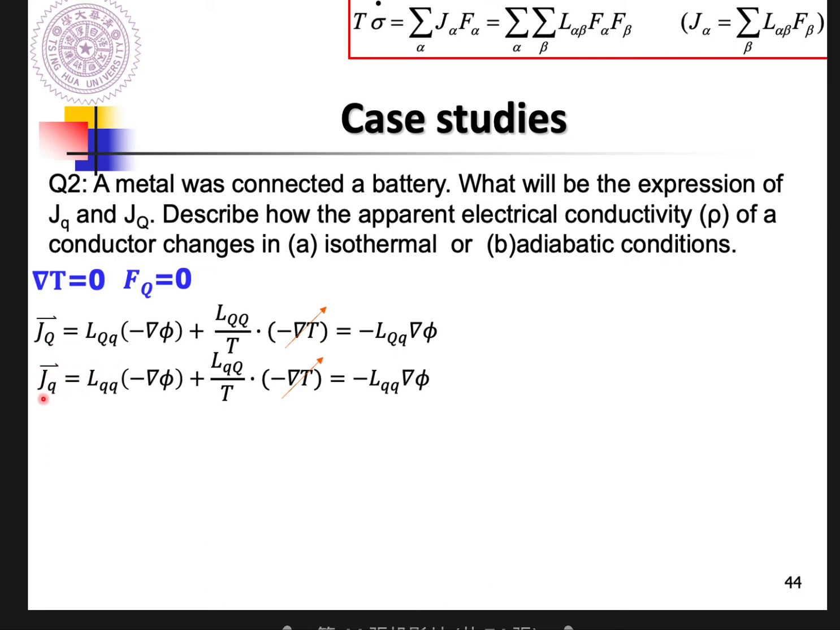And how about the current density here? Because we drop this term, you can get the current density equals to this one. So we successfully have the expressions for J capital Q and J small q. Based on Ohm's law, the current density equals minus sigma, the electrical conductivity, times the electrical potential gradient. This is Ohm's law. Comparing these two terms, the direct coefficient L small q equals sigma, the electrical conductivity. Okay, so what are the adiabatic conditions?